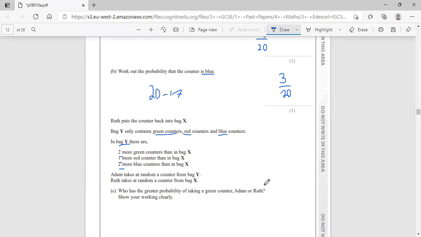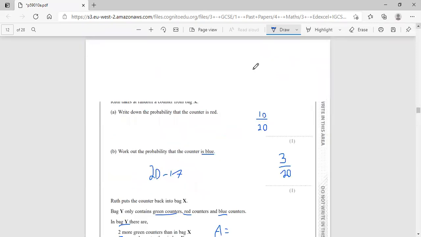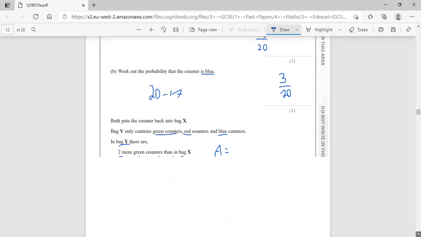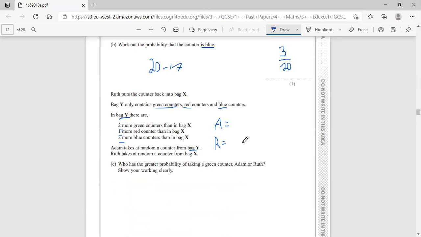Okay, so I'm just going to put A here, Adam. Which one's he taking it out of? Well, he's taking it out of bag Y. How many counters are in bag Y? Well, first of all, let's do Ruth, because she's taking out the one we already know. So there are 20 in this bag, and she is taking, how many greens are there? There's 7 out of 20. Okay. So now we have to work out the probability for Adam and see which one is more.